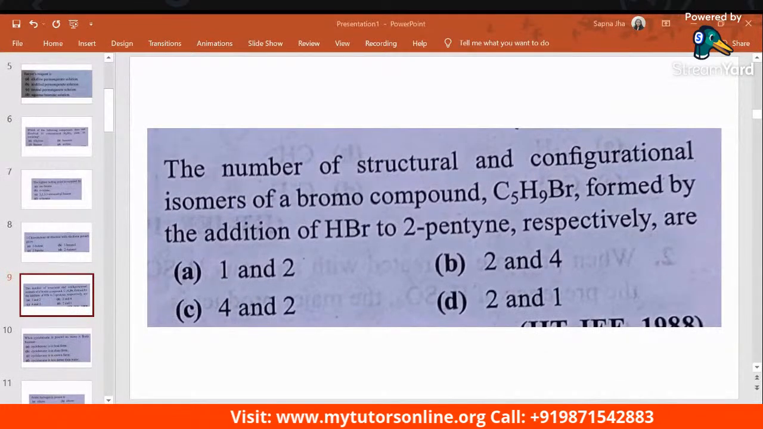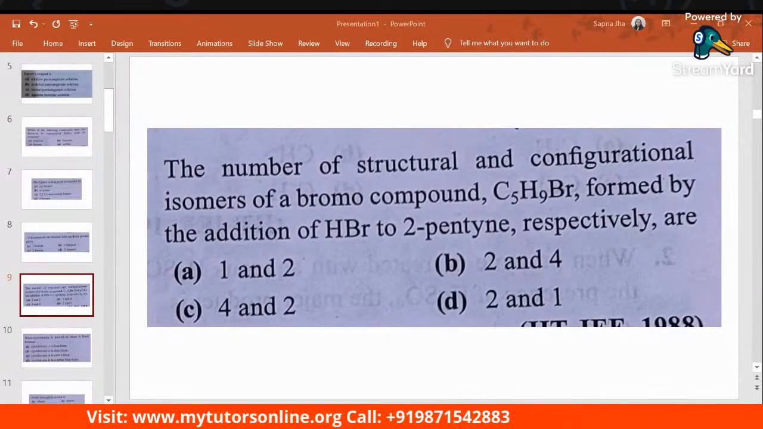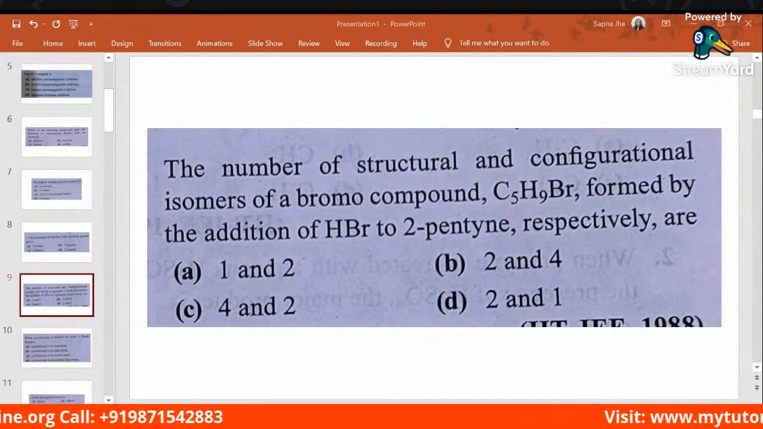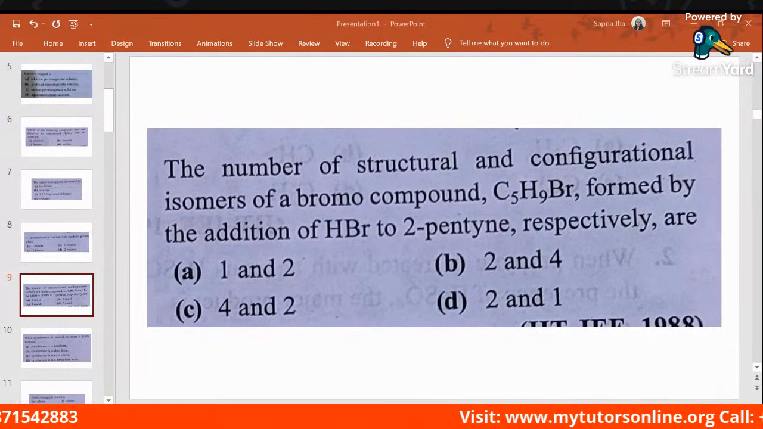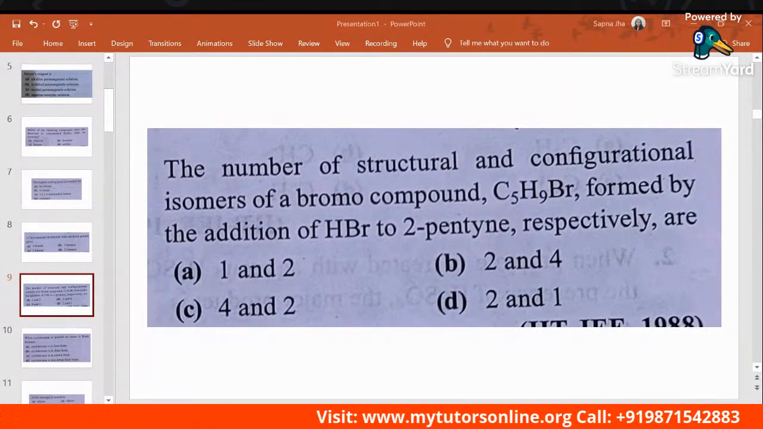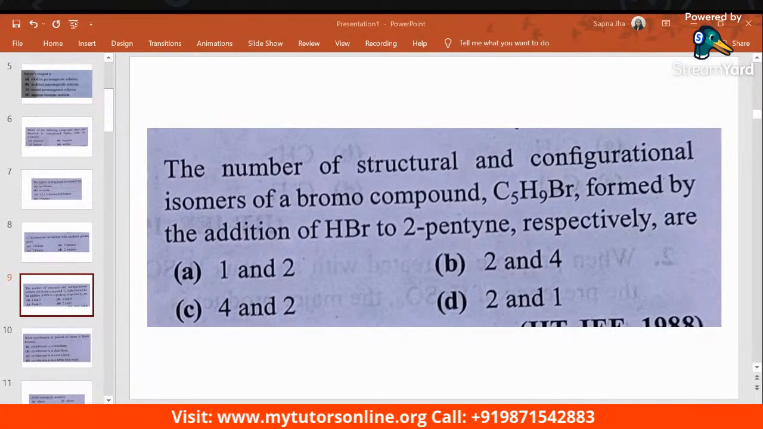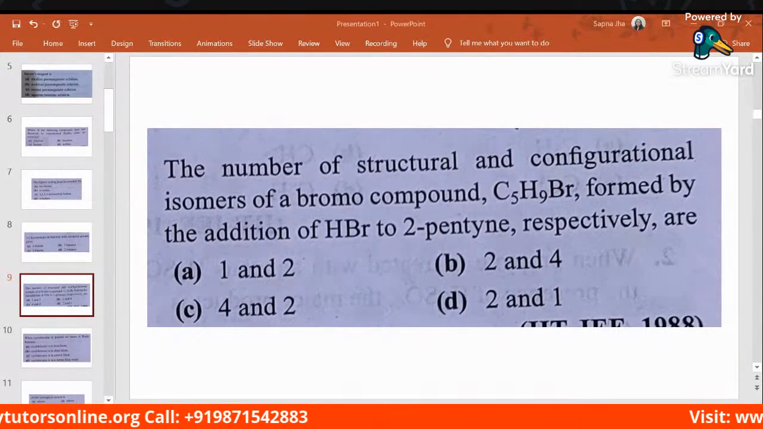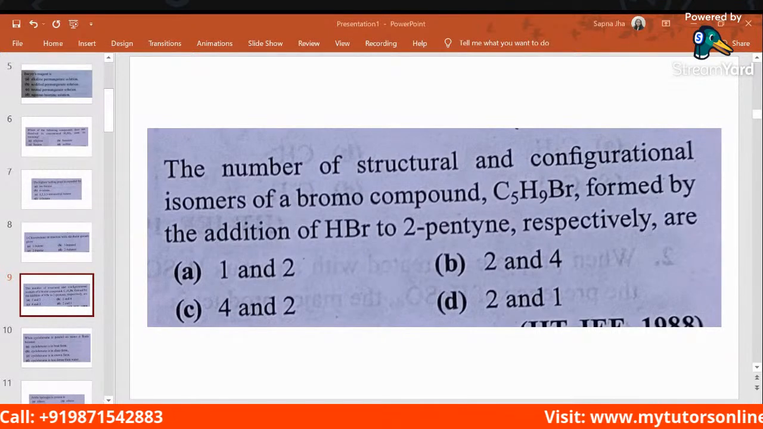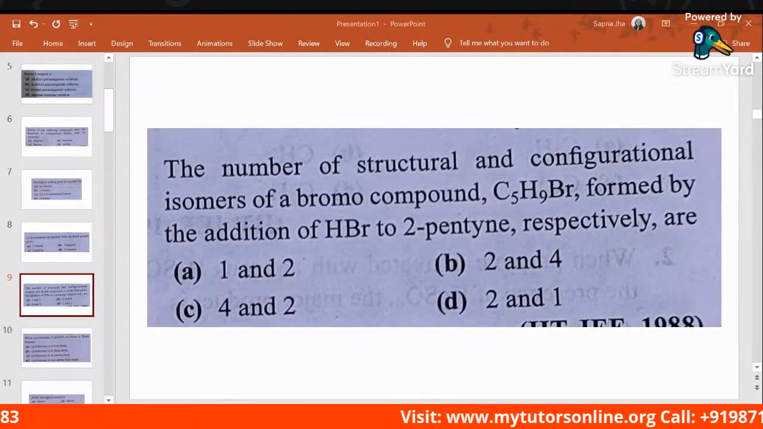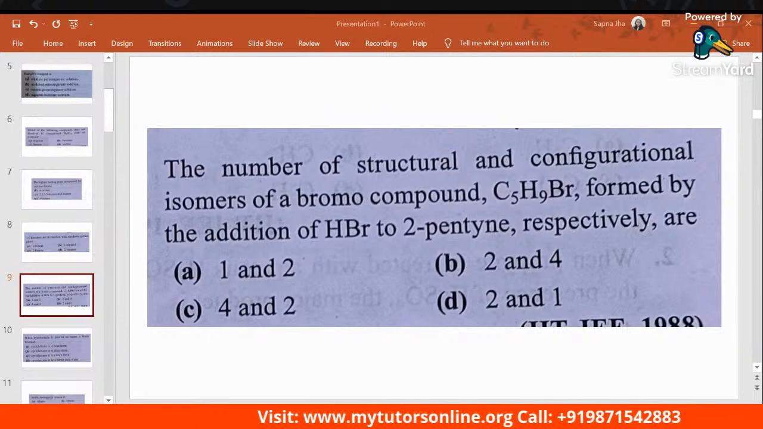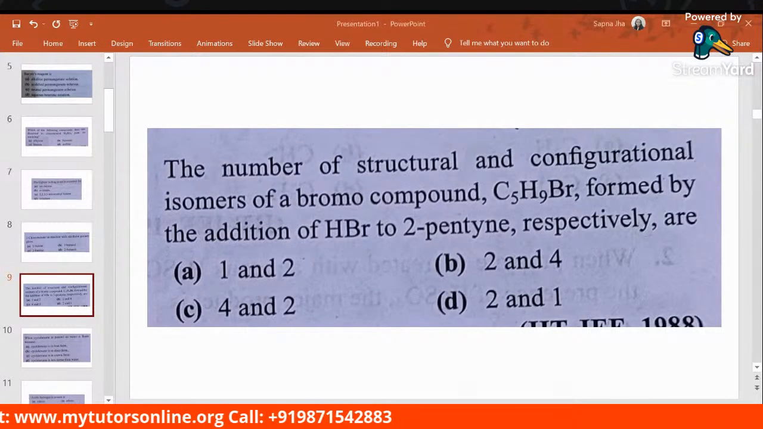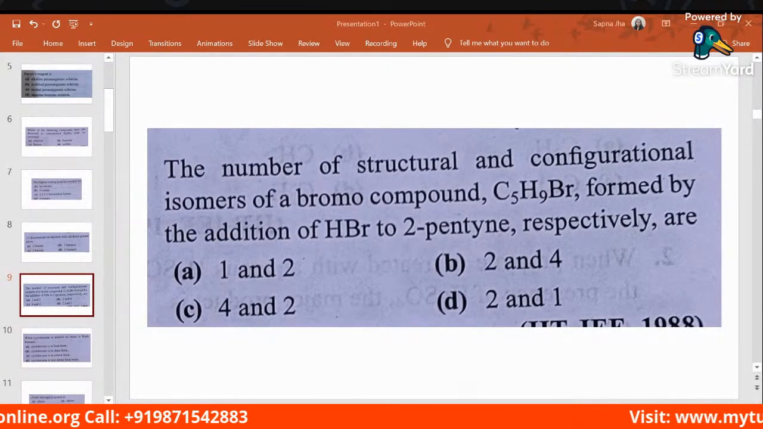Yes, nobody is answering. Vachna, Harth, Arihant, everybody try fast, fast. You just draw that bromo compound and try to find out the isomers of that bromo compound that is formed by the addition of HBr to pentyne. So you have to find the number of structural isomers.